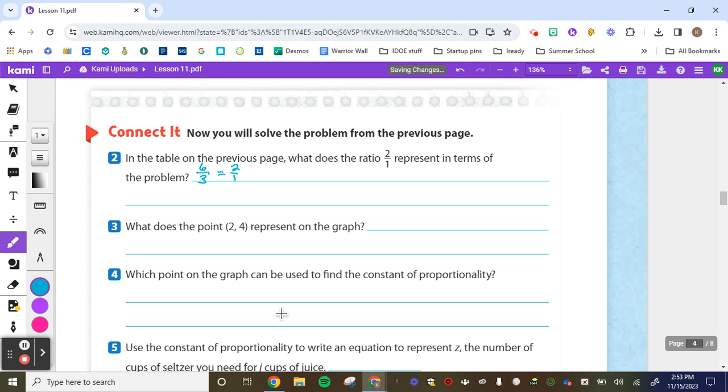It represents 2 cups of seltzer for every 1 cup of juice.